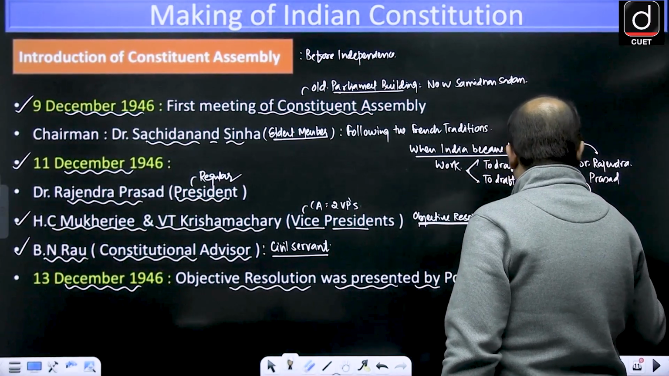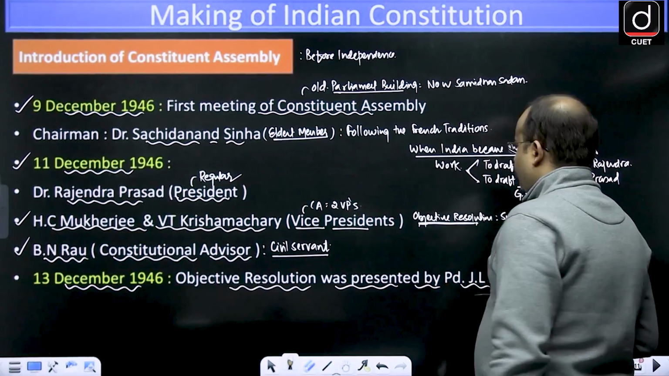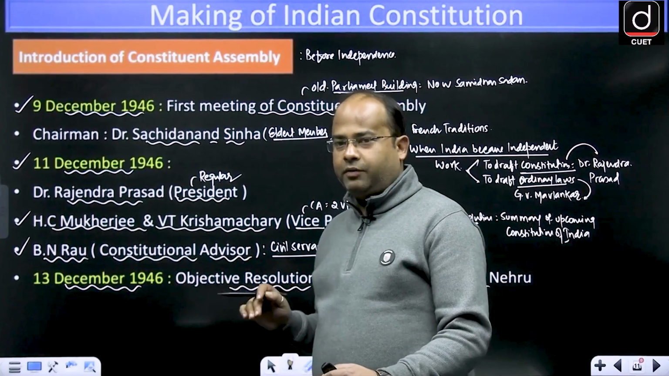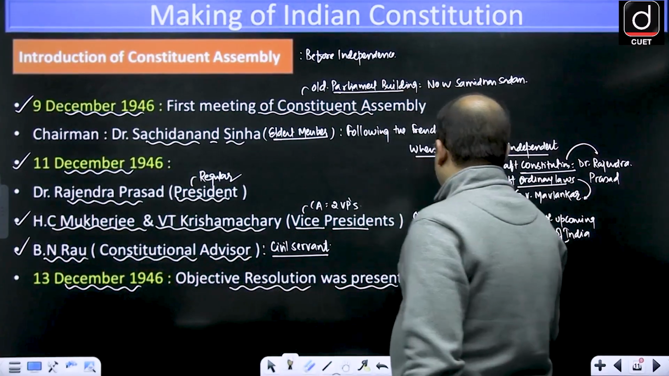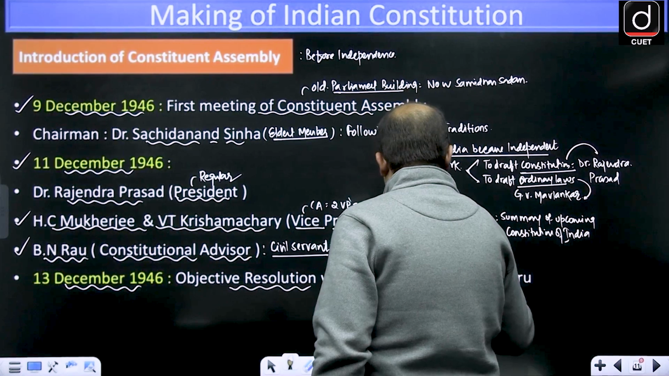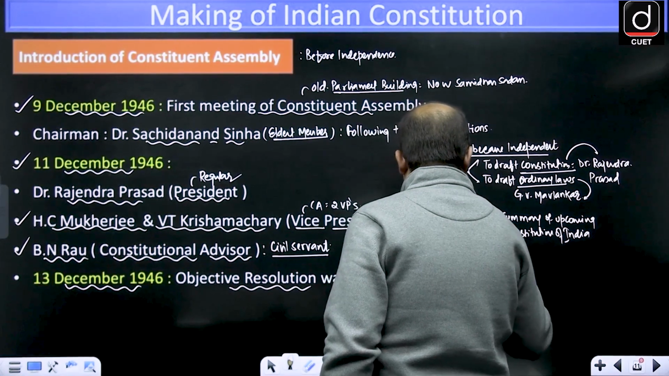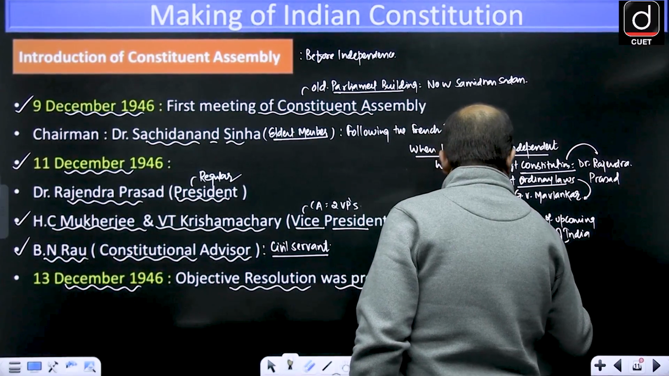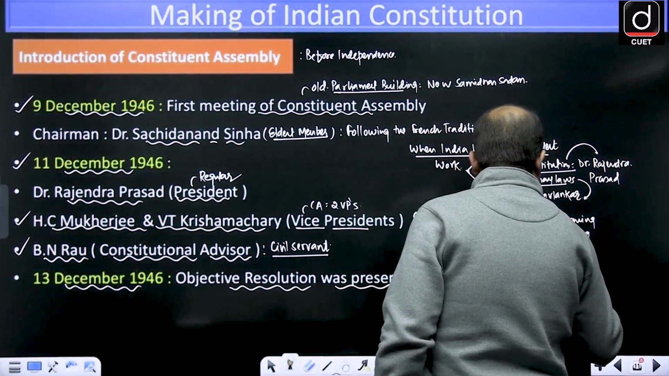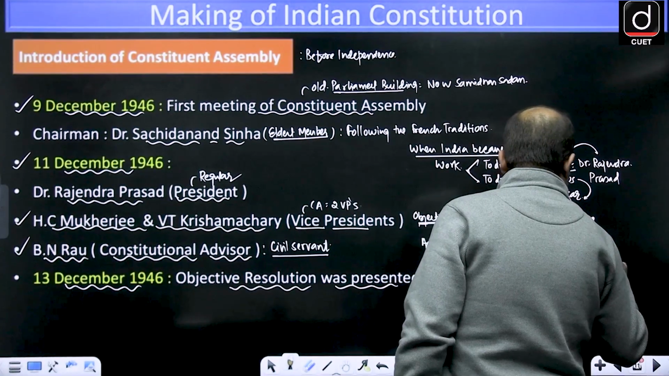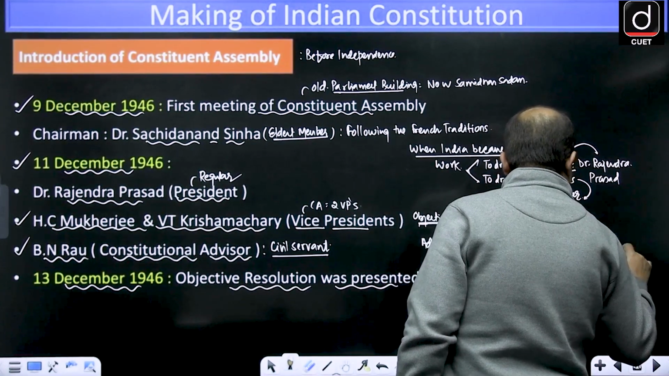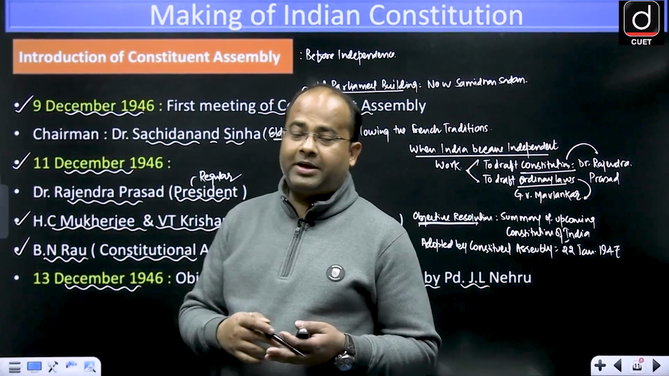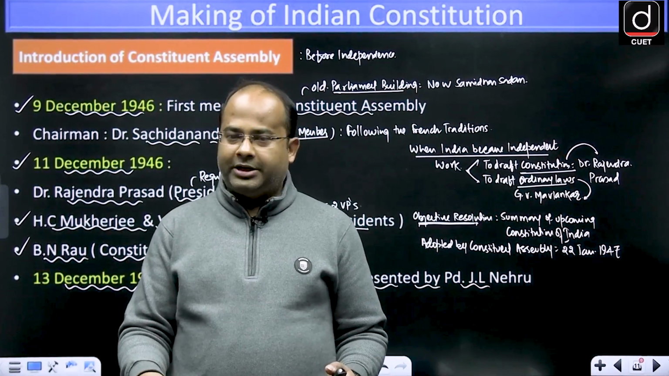It was a summary of the upcoming Constitution of India, presented by Pandit Nehru on 13 December 1946, and it was adopted by the Constituent Assembly on 22nd January 1947. So why did the Constituent Assembly take this much time to adopt the Objective Resolution?